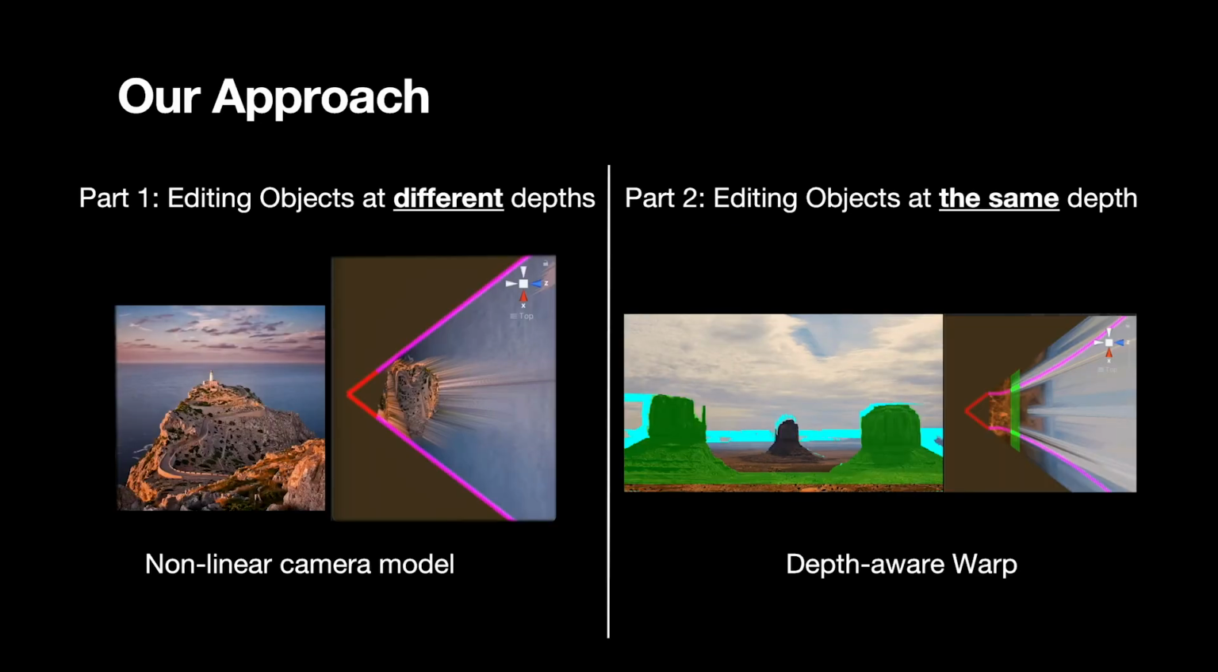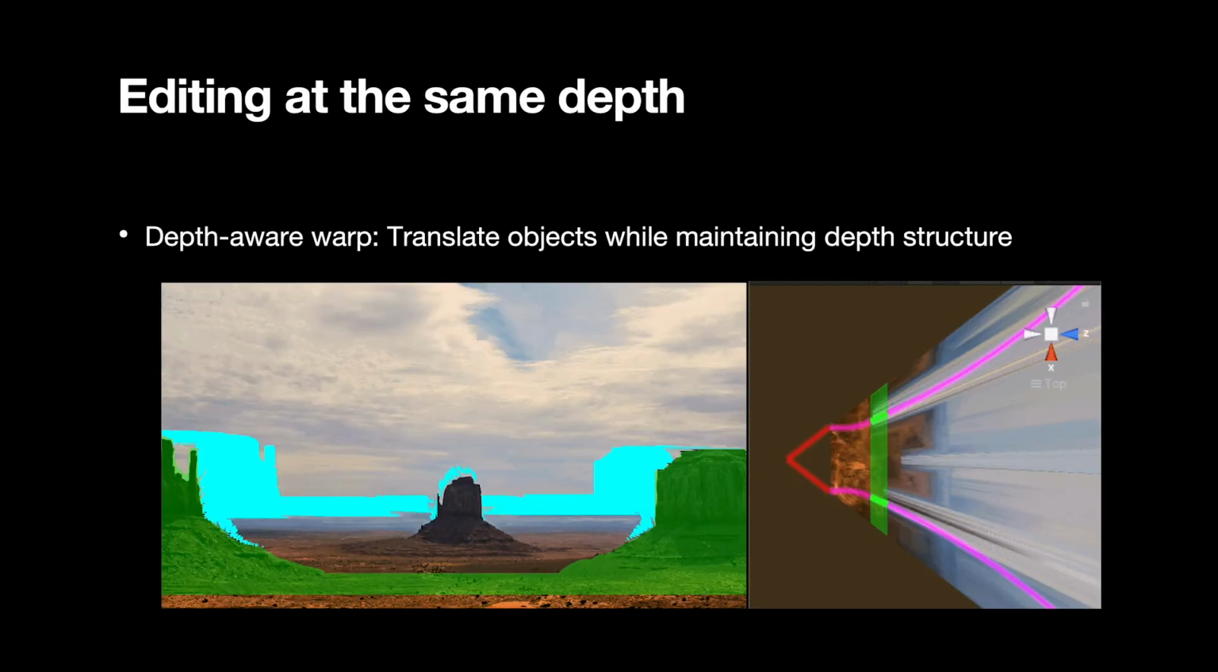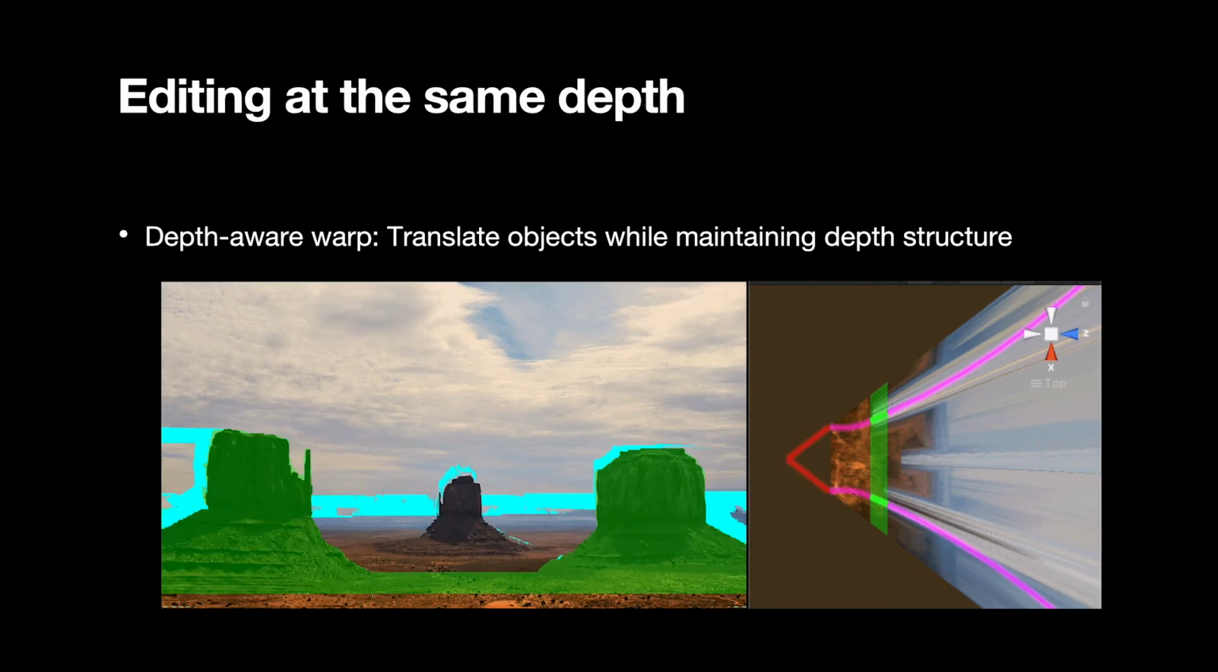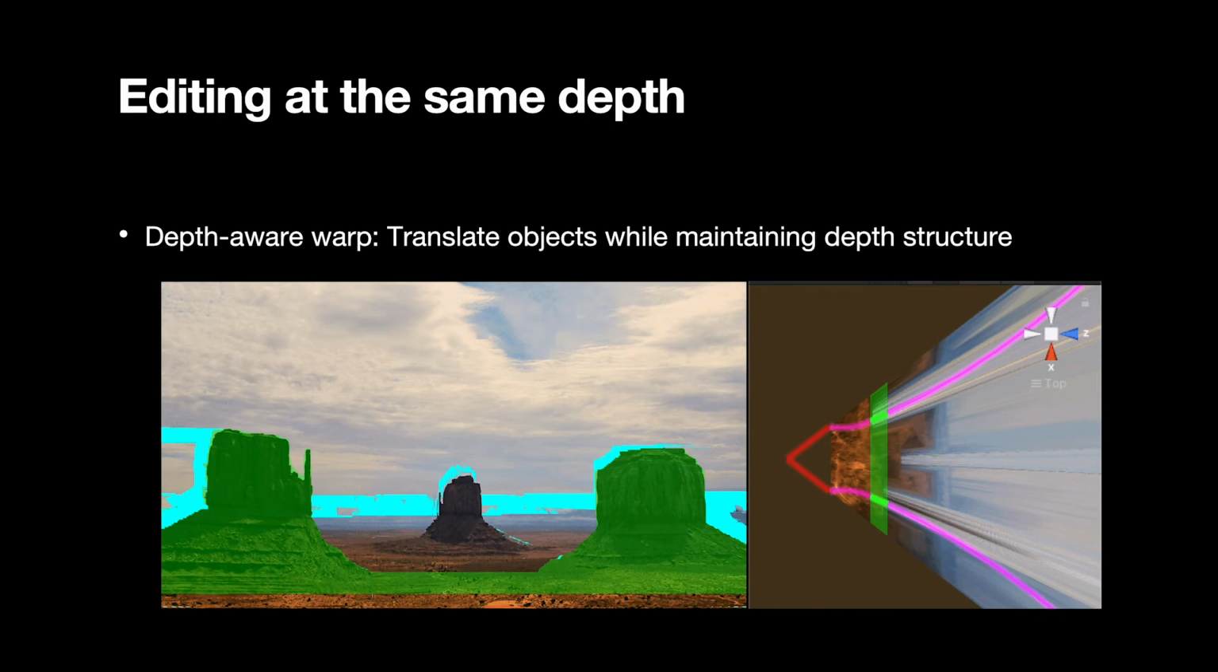So that's it with part 1. In part 2, we look at editing objects at the same depth. In this example, we want to enlarge the 2 side hills, marked in green. With just the camera model, all scene points at the same depth get scaled by the same amount. This causes the side hills to get pushed out of view after scaling. Thus, we want the ability to translate them back into view.